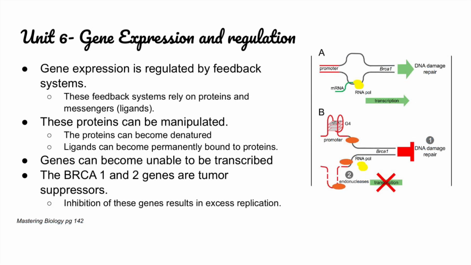Unit 6, gene expression and regulation. Gene expression is regulated by feedback systems. These feedback systems rely on proteins and messengers such as ligands. These proteins can be manipulated. The proteins can become denatured, and ligands can become permanently bound to proteins. Genes can be unable to be transcribed. The BRCA1 and 2 genes are tumor suppressors. Inhibition of these genes results in excess replication.